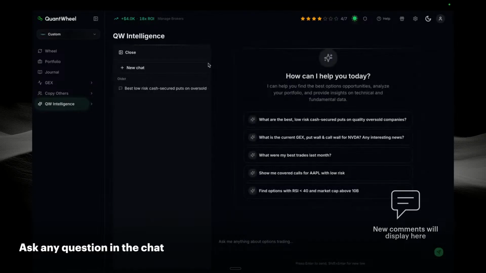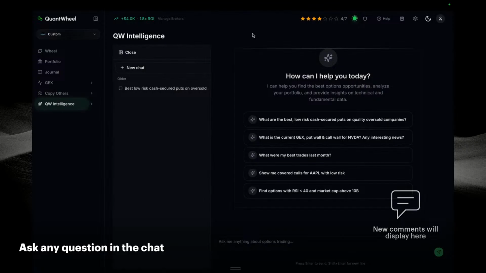And we have QuantWheel Intelligence, which knows your portfolio better than you do. If you're not sure what to do next, it's always a good idea to ask for the confirmation, and it will tell you the information that you wouldn't be able to calculate. So that is a quick demo for now.